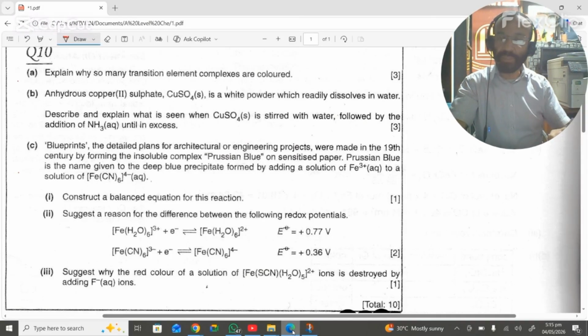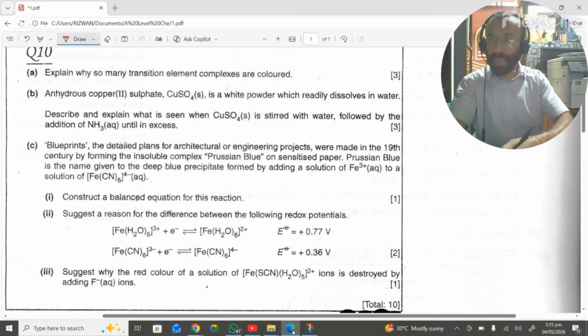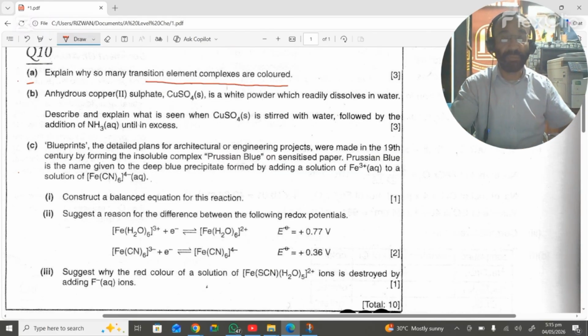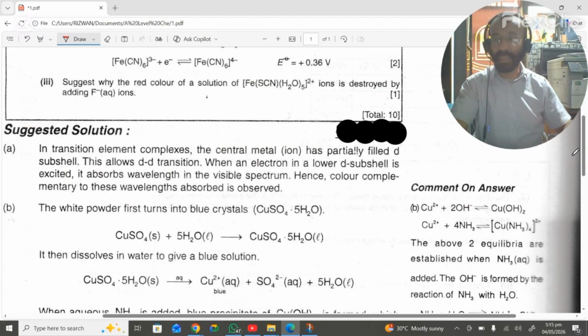Good morning, students. Today we are going to solve a question from the Chemistry A levels, paper number 3. The topic is transition elements. Part A: explain why so many transition element complexes are colored. So the reason is required why many of the transition element complexes are colored. Here is the reason.